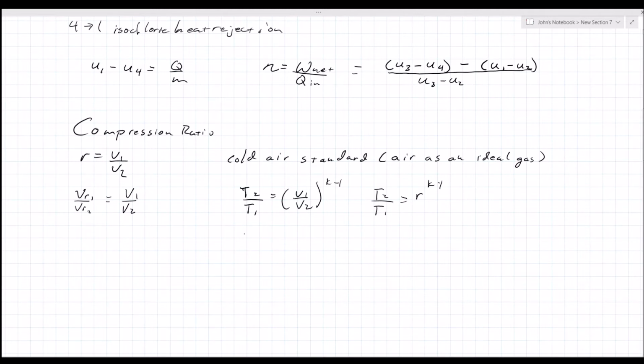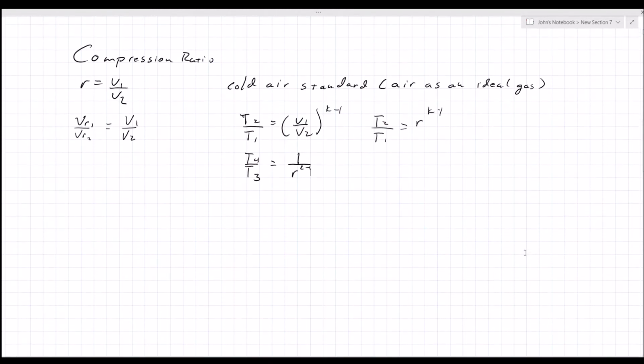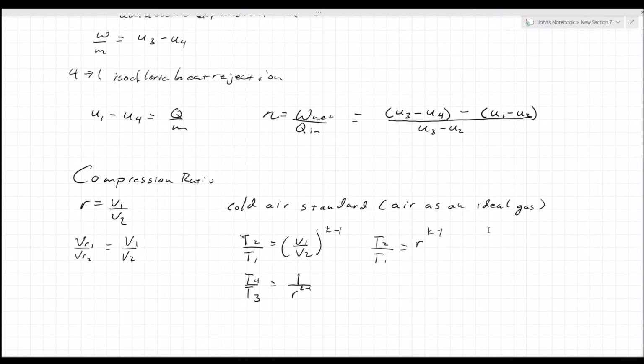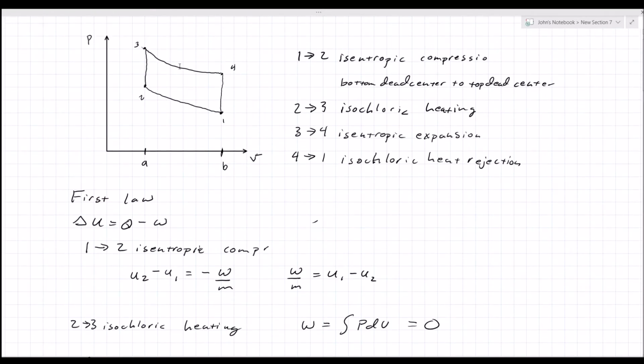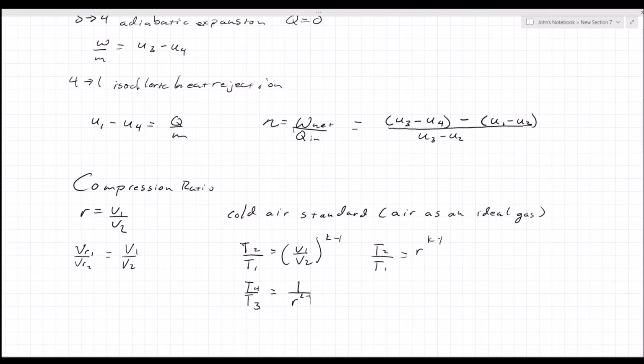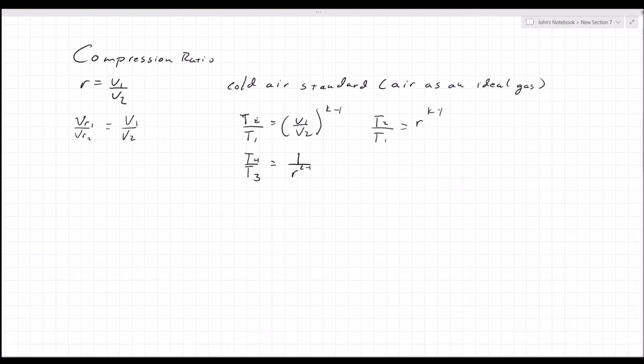Well, what about T4 and T3? Well, T4 and T3, you might notice, let's just switch up the two, the ratio between them is 1 over R to the K minus 1. You might notice that. Oh, but John, if you just did T1 divided by T2, you get 1 over R to the K minus 1. It's the same ratio. Yes, it is. So you can use that type of system because you're going from final to initial or initial to final. For cold air standard, for the adiabatic processes here, you can use this formula for an Otto cycle.